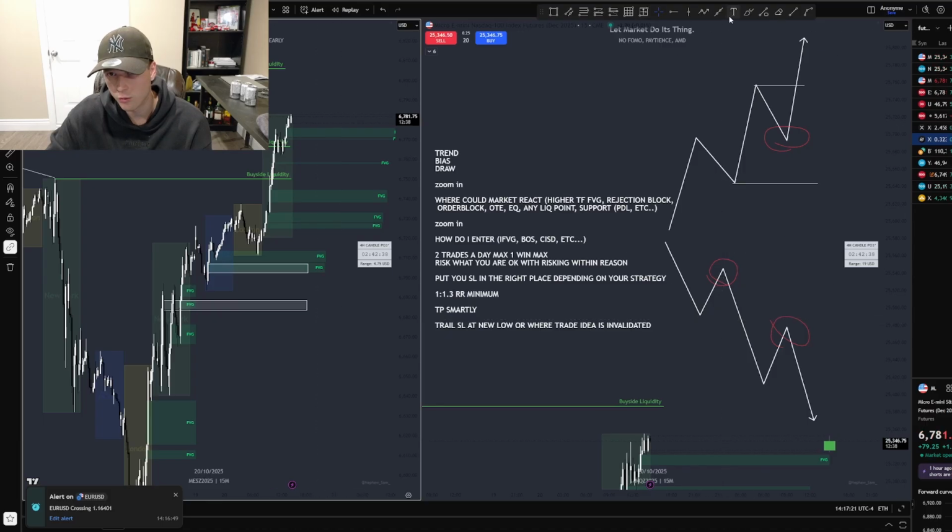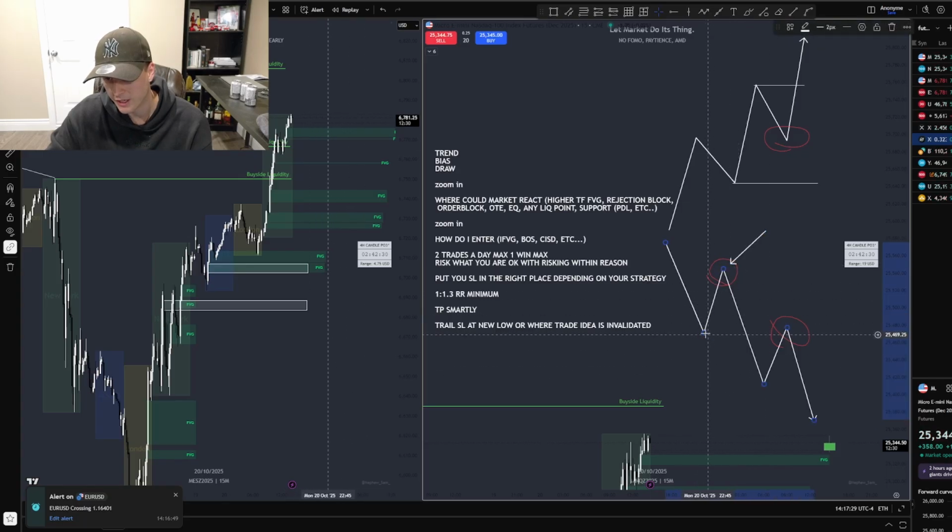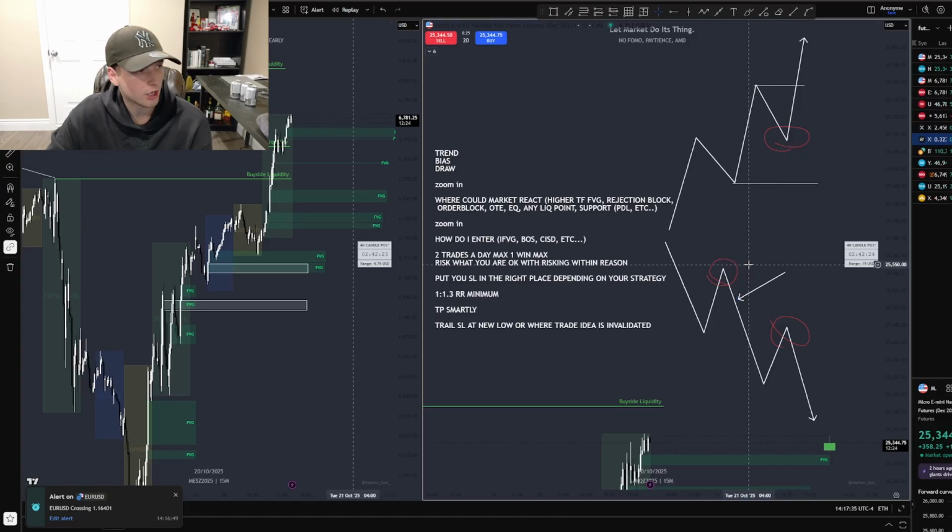This is basically what we're trying to enter, again, right here, okay? This is where we want to enter. Target this low here, okay? We're not trying to enter here. We're not trying to enter here. Realistically, we're probably going to end up entering around here because we're entering on the confirmation, right?